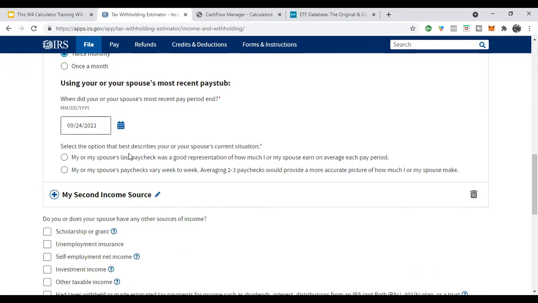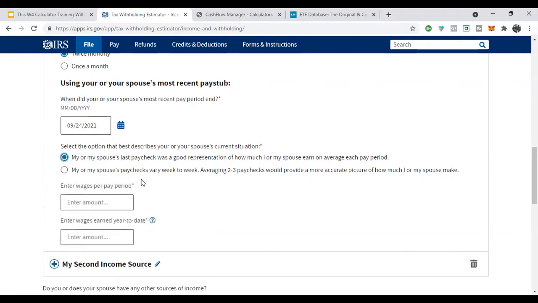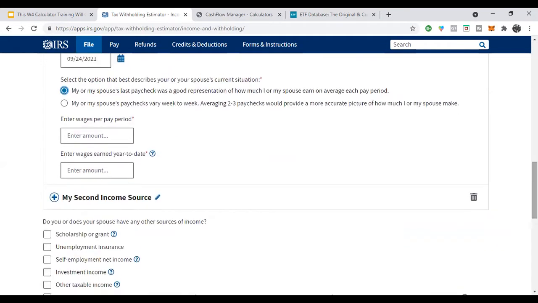Select the option that best describes you or your spouse's current situation. My or my spouse's last paycheck was a good representation of how much I or my spouse earned on an average pay period. Yes. Now, if your checks vary from week to week, averaging 2 to 3 paychecks will provide a more accurate picture of how much you or your spouse make. But we're going to say that it's an accurate depiction of what you make on average. They're really trying to get down to the nitty gritty to make sure their numbers are as close to accurate as possible. So we're going to say that everything is typical.